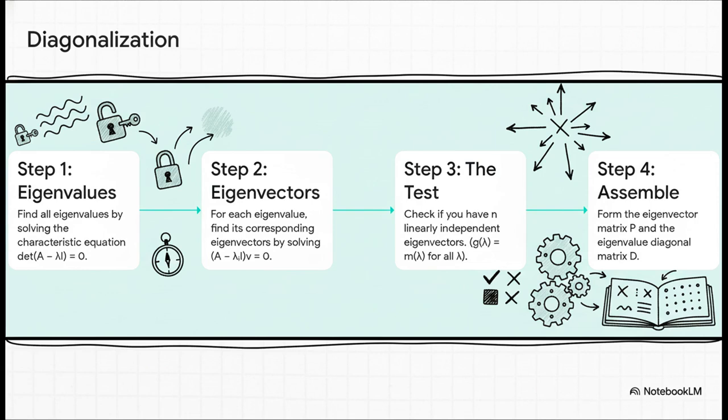Step 1, you hunt down the secret numbers, the eigenvalues. Step 2, for each of those numbers, you find its secret direction, the eigenvectors. Step 3, and this is the big one, you run the test. You check, does the promise equal the delivery? And if it passes, you move to step 4. You build your code, assembling your language key, P, and your simple decoded message, D.